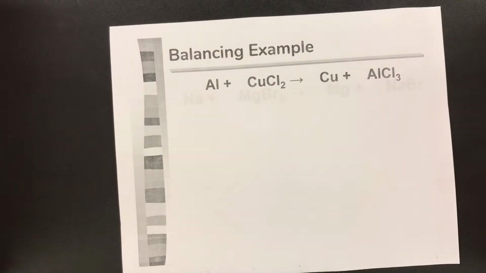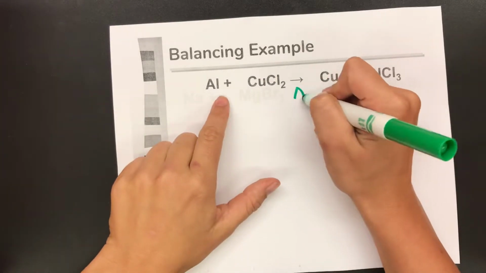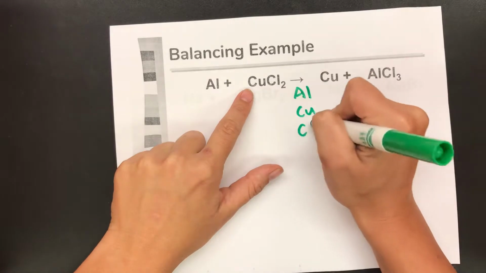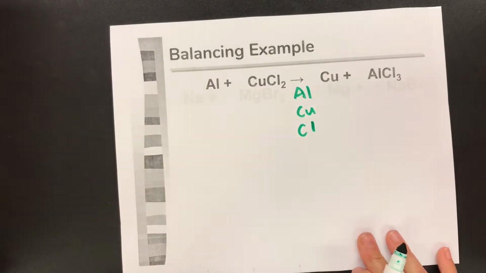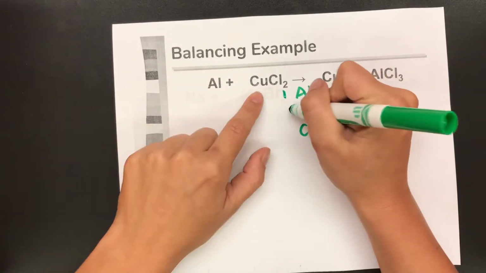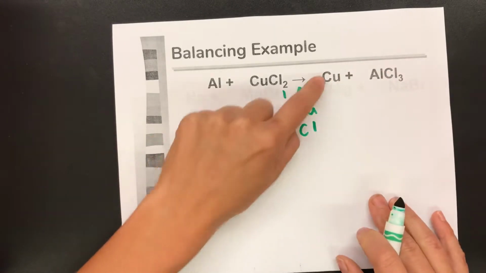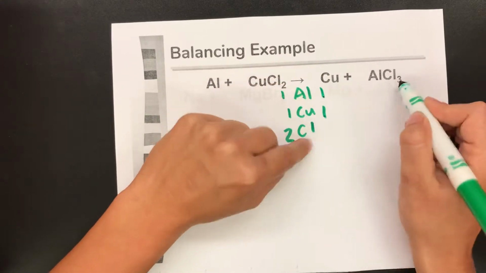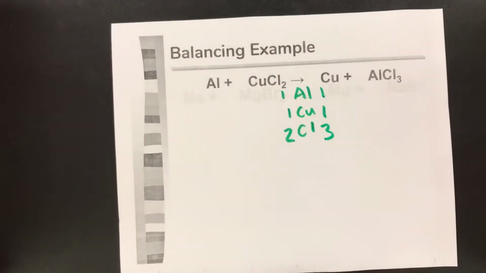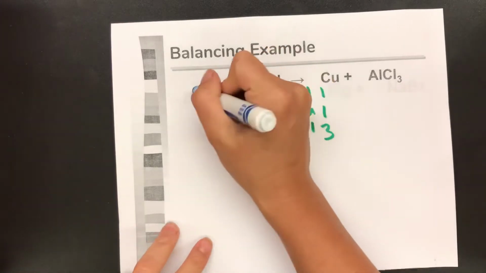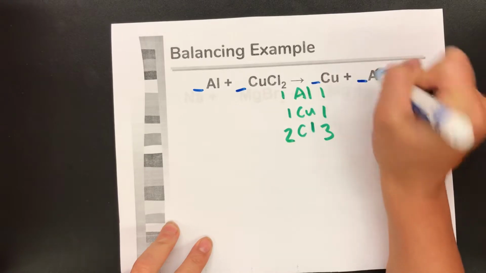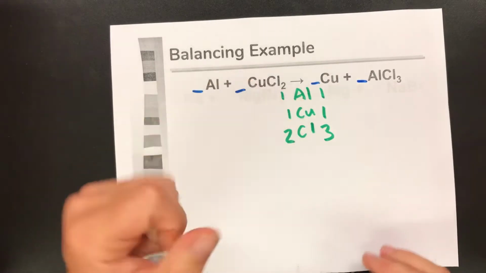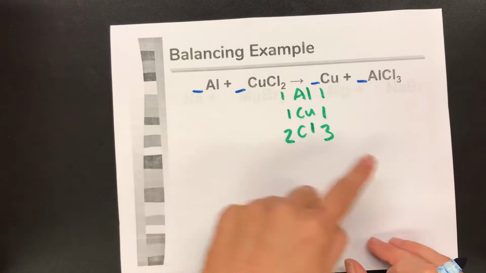Let's try another one. This one's going to get a little bit trickier, but it's still going to be the same process. Down the middle, we have Al, Cu, and Cl. Elements down the middle. Aluminum on the left, 1. Copper, 1. Chlorine, 2. On the right, copper, 1. Aluminum, 1. Cl, 3. Now remember, you can only add numbers in front of the different substances. Aluminum is good, copper is good, chlorine is not. You have a 2 and a 3.